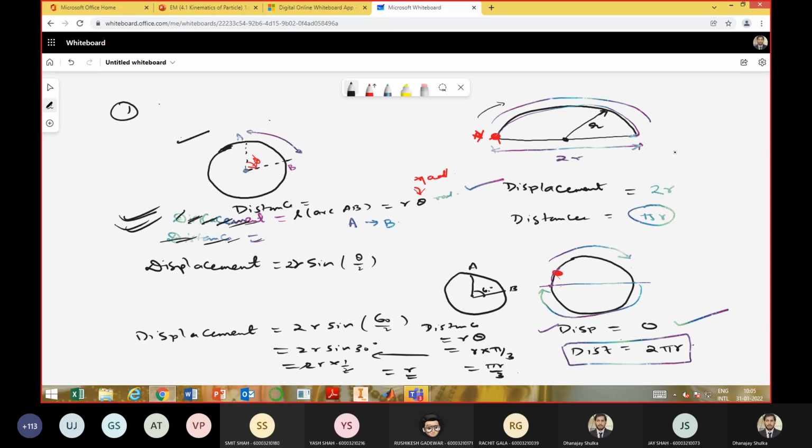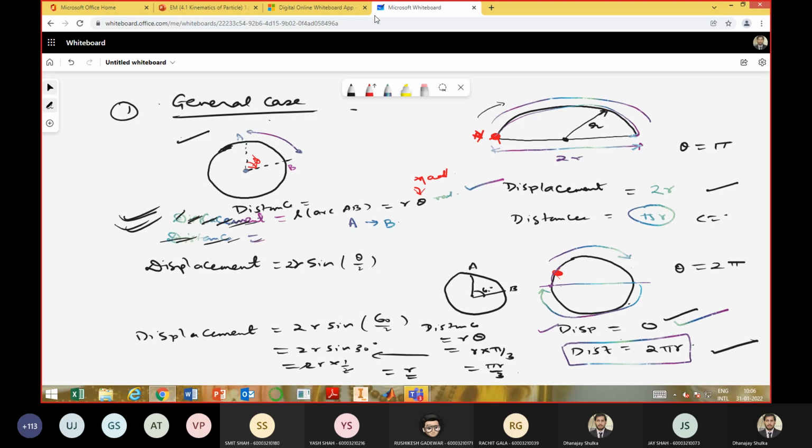Here theta is pi. So the distance will be r theta, that is pi r, and displacement is 2r sin theta by 2, that is sin 90. sin 90 is 1, so this is simply 2r. Similarly here, theta is 2 pi, so the 2 cancels, sin pi will be 0 and displacement will be 0. And here r theta is 2 pi r. So this is the general case I discussed, and you can keep this in mind.